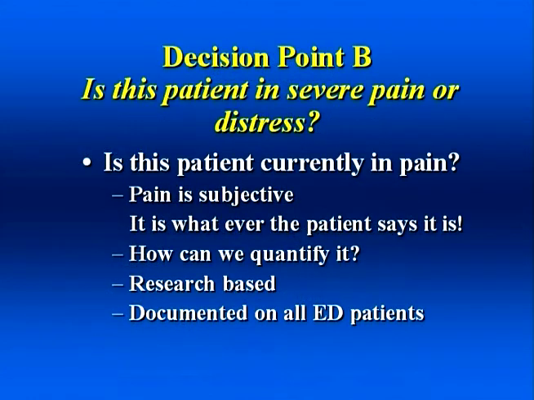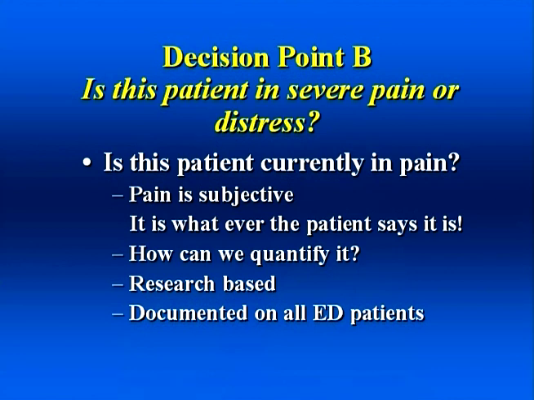The third question with decision point B: is this patient in severe pain or distress? This is probably the most difficult concept for new users of ESI to fully understand. Many patients present to the emergency department complaining of pain, and so it is important for triage nurses to assess a patient's pain on presentation. Pain is a subjective phenomenon that has been defined as whatever the patient says it is.